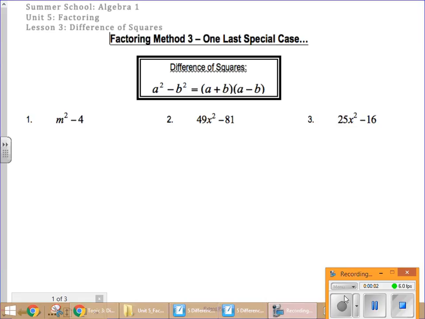This is the Algebra 1 Summer School Unit 5 Lesson 3 notes video on factoring difference of squares. Alright, so the difference of squares is a very special factoring case.